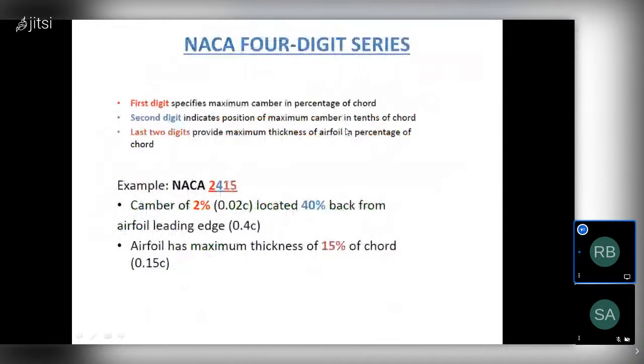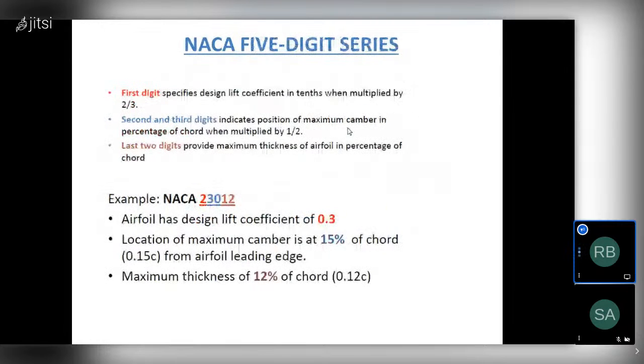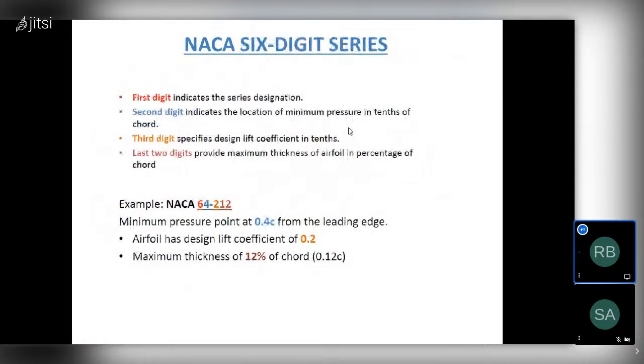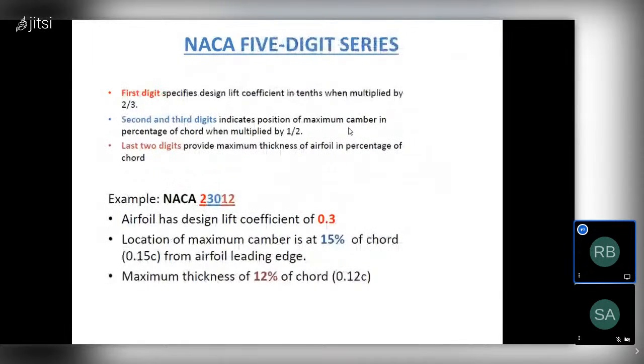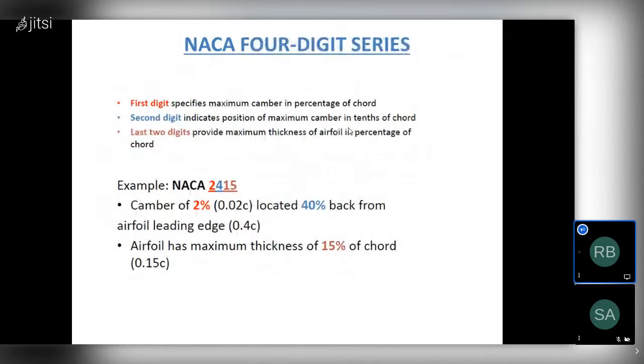So here I have shown for different series, 4 series, 5 series and 6 series, that is 4 digit, 5 digit and 6 digit airfoils. Okay, so first we'll see about the NACA 4 digit series airfoil. The first digit, as I told you, specifies the maximum camber in percentage of chord, and the second digit. Okay, so I have two different examples.